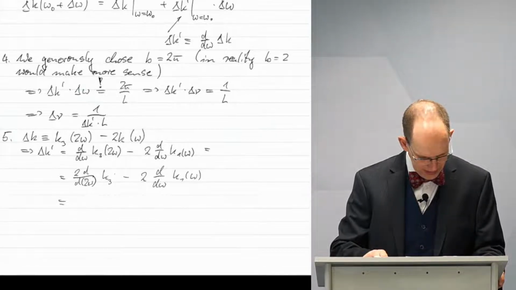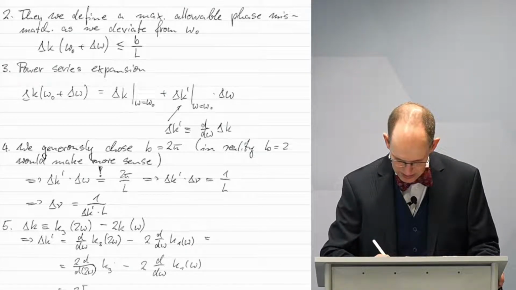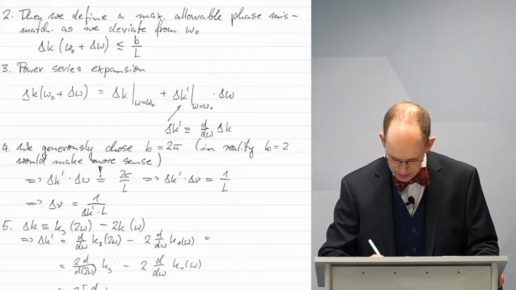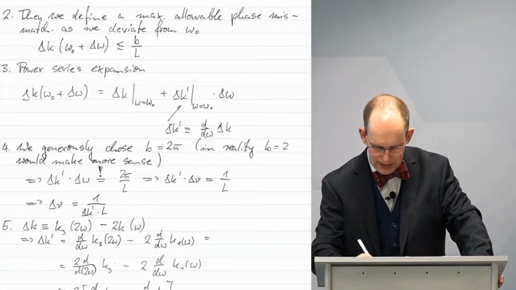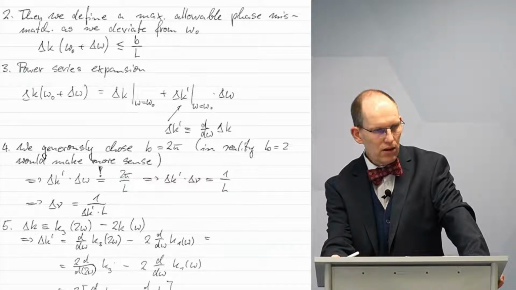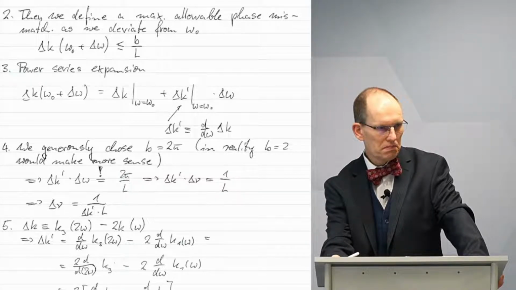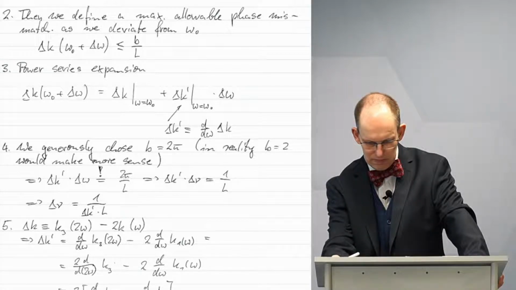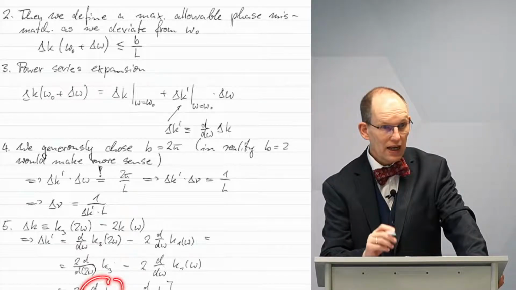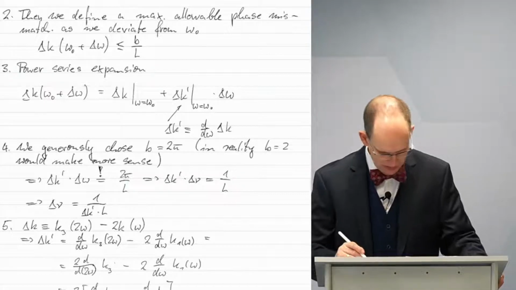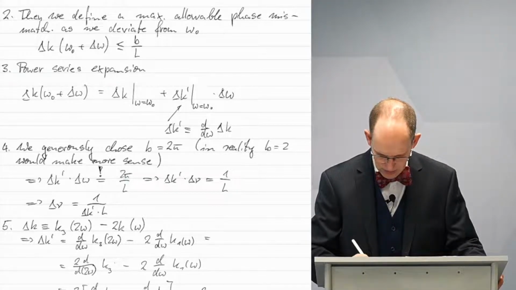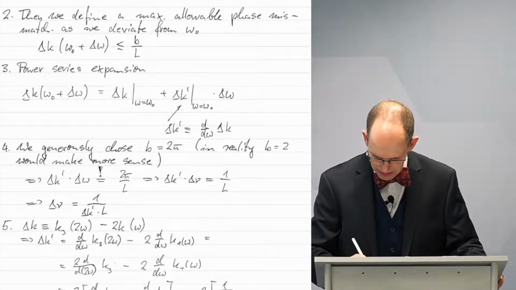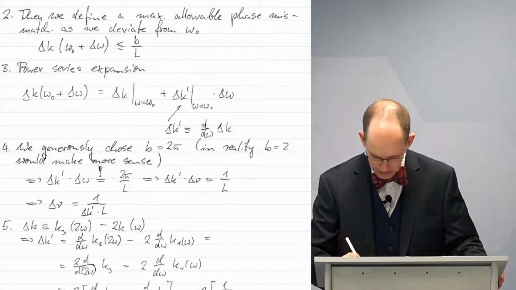And then we find that we have 2 times the derivative of k3 with respect to omega and the derivative of k1 with respect to omega. And what is this? The derivative of k with respect to omega. What is this? That's the group velocity. Yeah, perfect. So what we have here is 2 times 1 over the group velocity at this frequency 3, or in our case the second harmonic, and the group velocity at the fundamental.